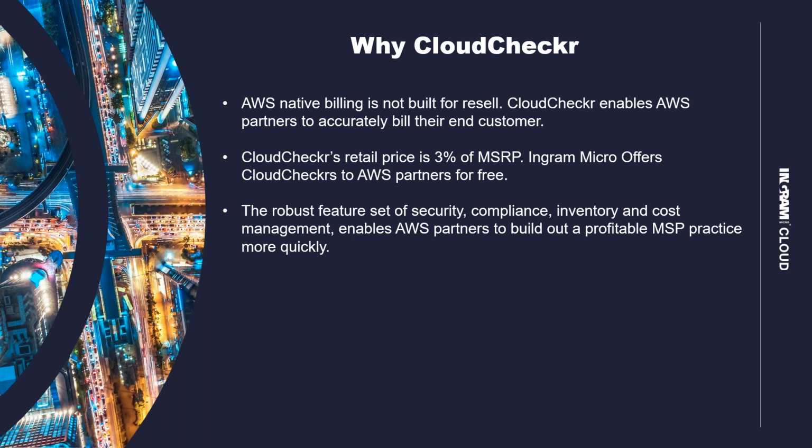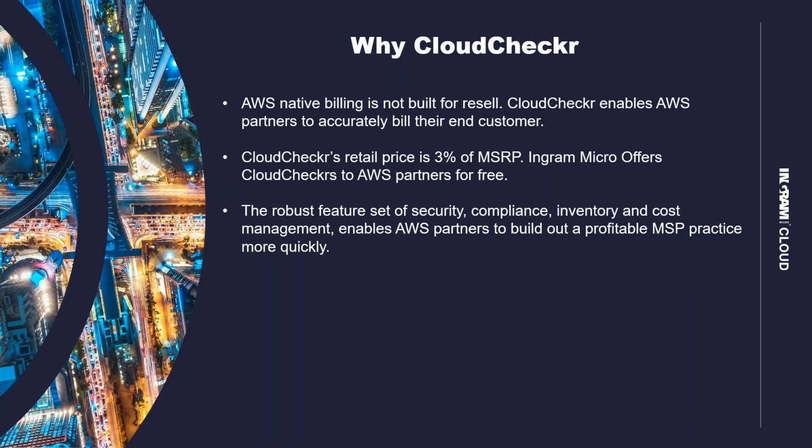And second, CloudCheckr retail price is 3% of your monthly invoice. Let's say you have a 10 grand invoice from AWS, CloudCheckr is going to charge you 3%. But Ingram Micro offers all the AWS partners working with Ingram free of charge. We give you the full feature set for the partner, and you can also offer this to the end customer for free. There's also a robust feature set of security and compliance checks, inventory, and cost management. And it gives the partner a quick win because you can literally enable CloudCheckr for an existing AWS customer, and give them full visibility of their cloud environment.